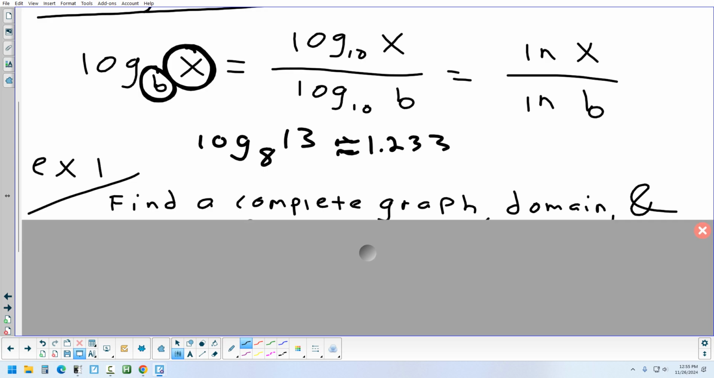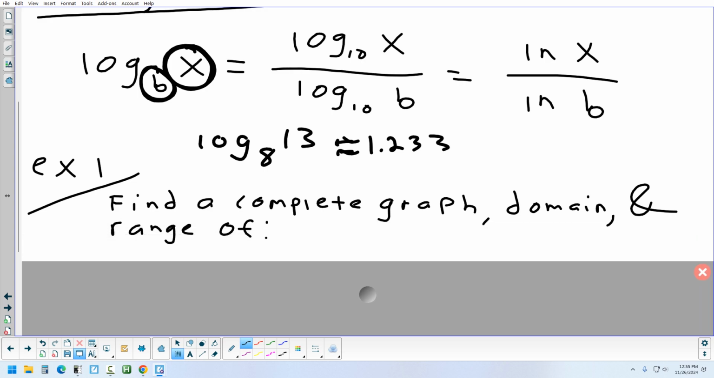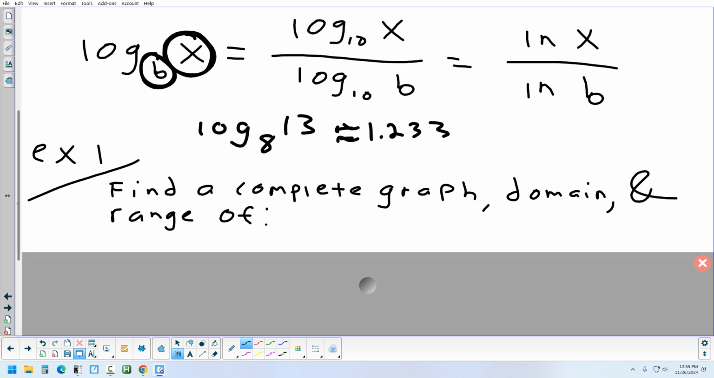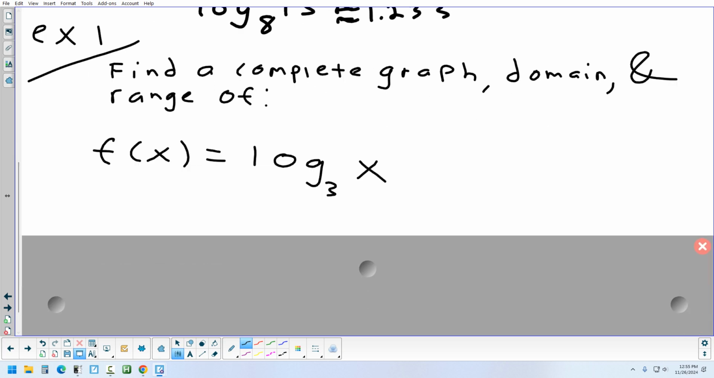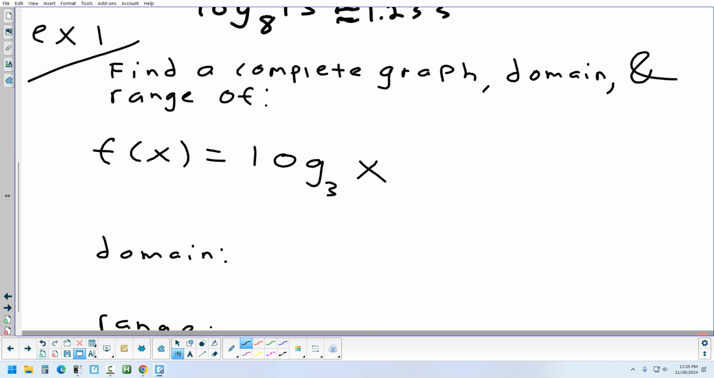All right, so now we're going to look at graphing a log, but we're going to need that formula to do it. How come I need that formula we just went over to graph that log? Because you can't graph log base 3, you need an actual number to graph.